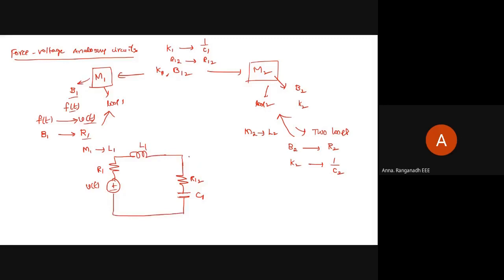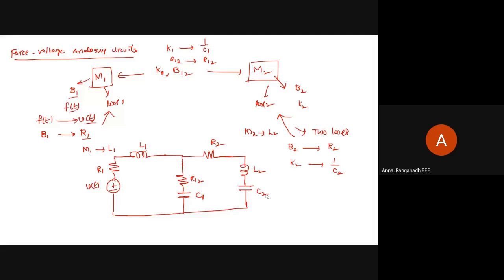Now coming to the second loop. For the second loop, what are the elements? B2 and K2. B2 is nothing but R2, and its M2 is nothing but L2. K2 is nothing but C2. This is the force voltage analogous circuit. With this, the force voltage analogous circuit is over.